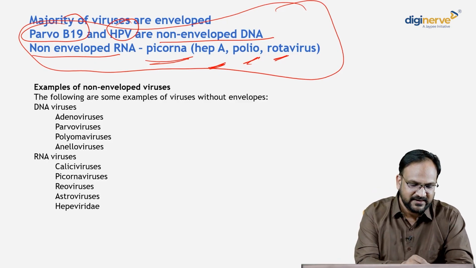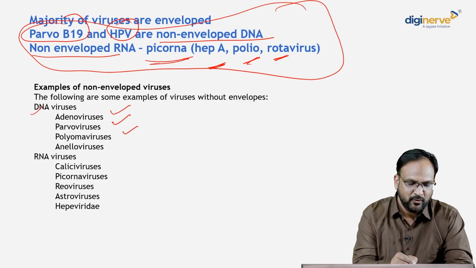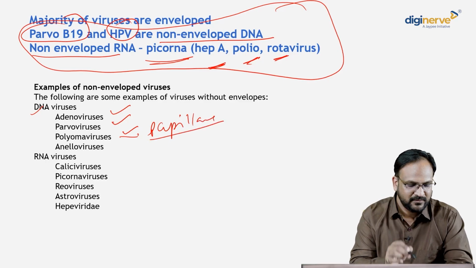Like in DNA viruses: adeno, parvo, polyoma. Polyoma virus is similar to the papilloma virus. Both are siblings. Okay.